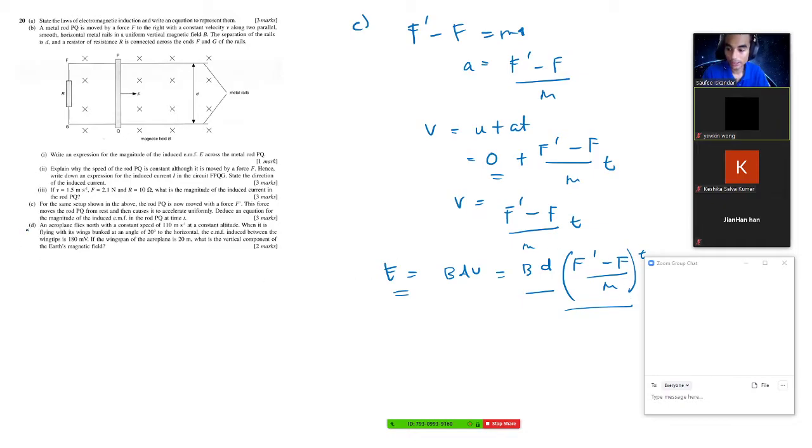Part D: an aeroplane flies north with a constant speed of 110 meters per second at constant altitude. When it is flying with its wings banked at an angle to the horizontal, the EMF induced between the wingtips is 18 millivolts. If the wingspan of the aeroplane is 20 meters, what is the vertical component of the Earth's magnetic field?